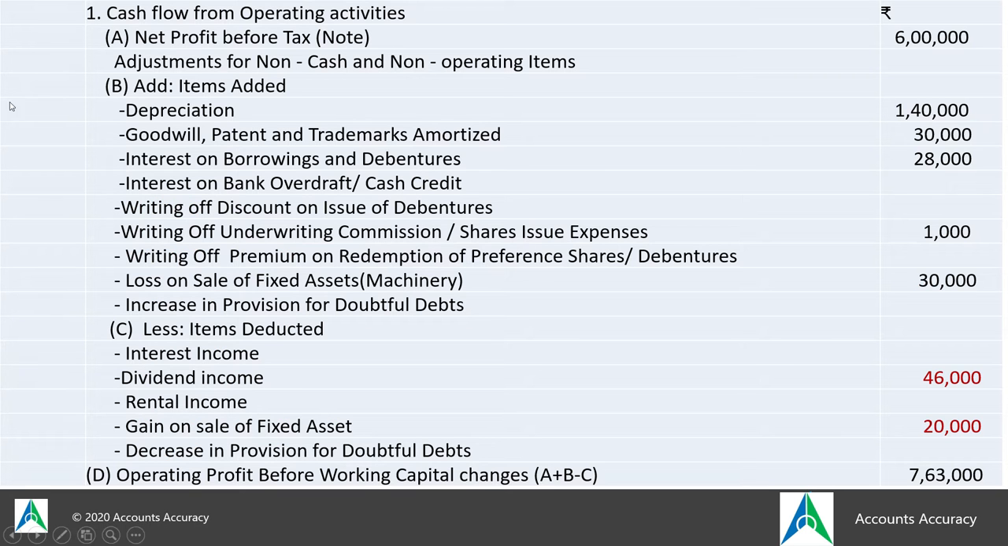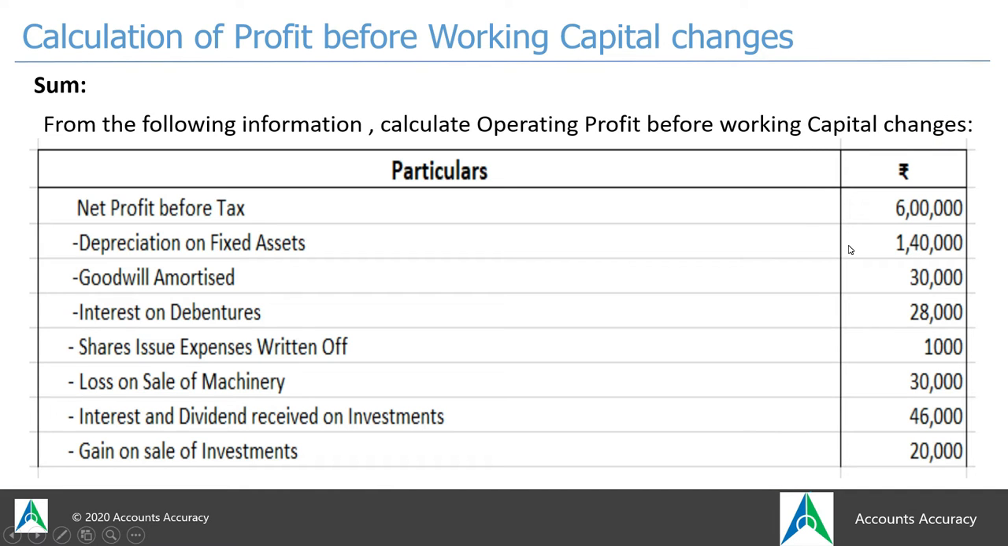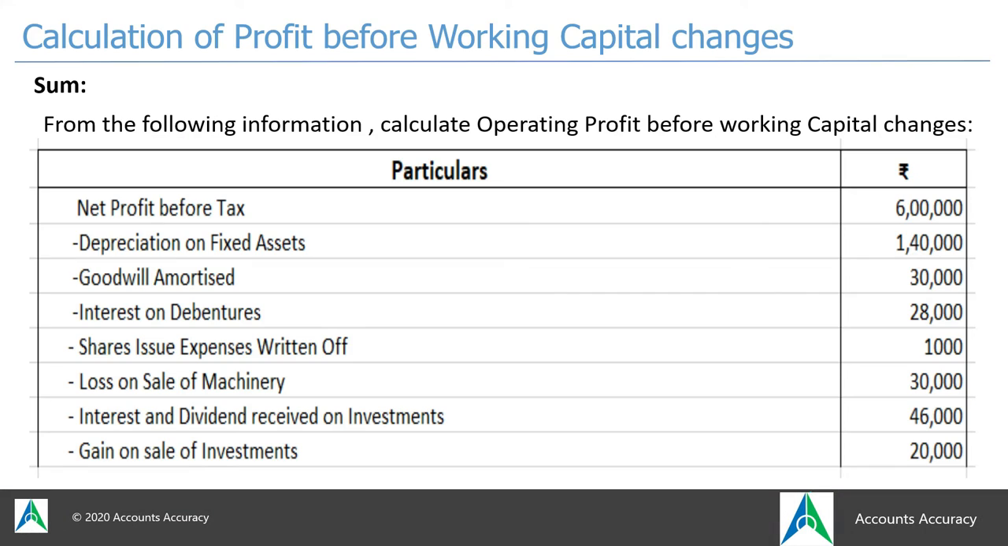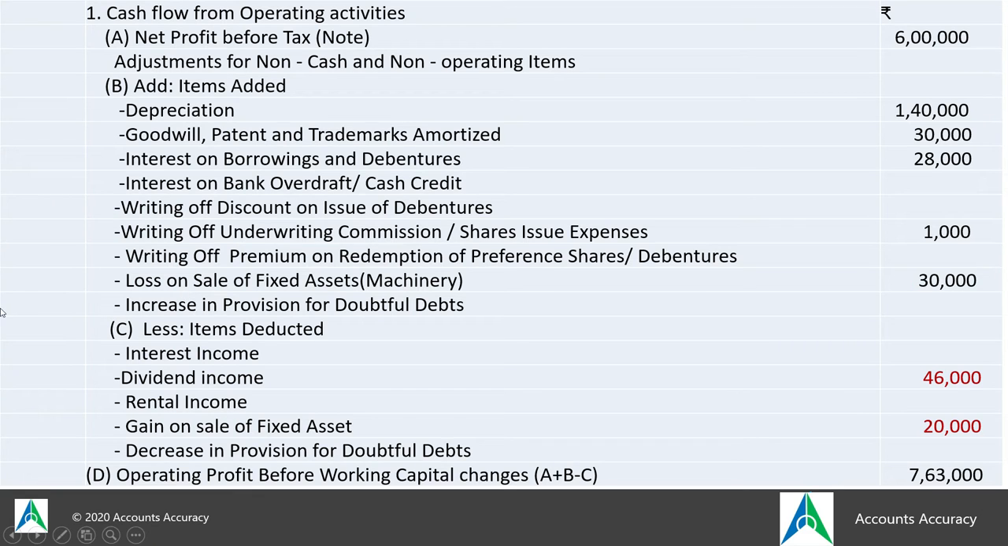So here you can see this is the format where I have just simply put the amounts which are given in the sum. Just like net profit before tax, it was given over here. Depreciation we need to add as no cash has gone out of the firm. So that 1,40,000 depreciation value on fixed assets is added back to the net profit. Again, goodwill amortized. It must be added because no amount has gone out of the firm. So 30,000 for goodwill amortization needs to be added.